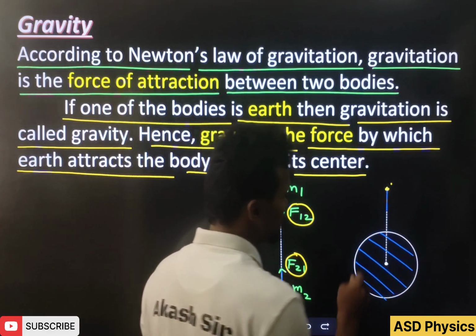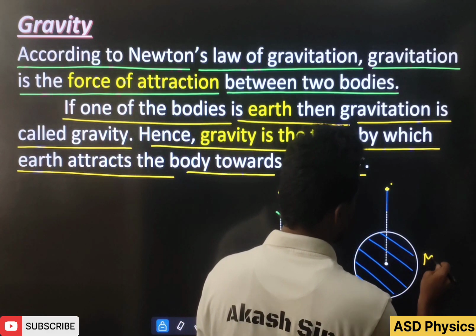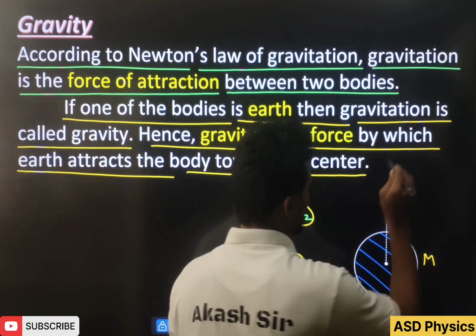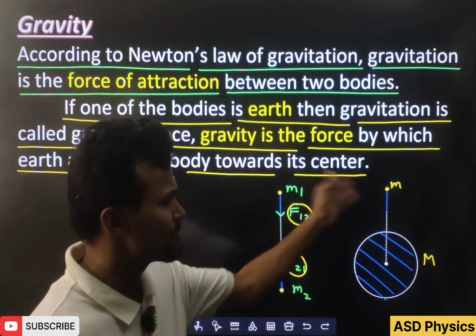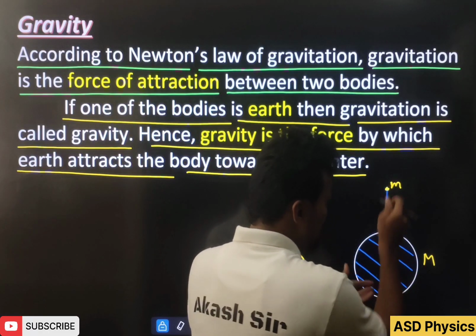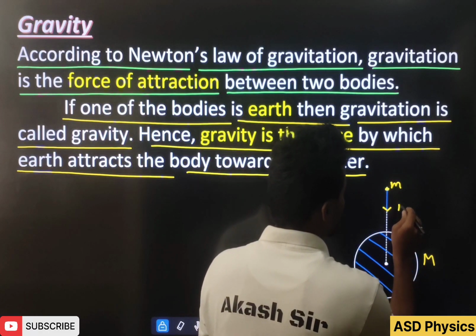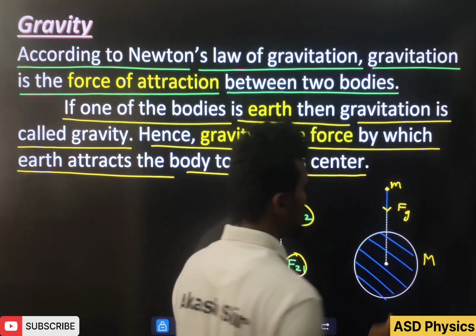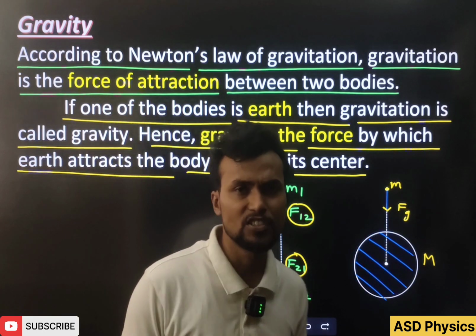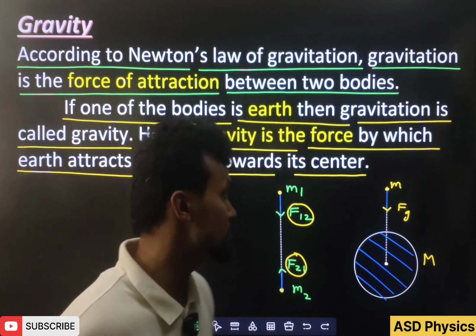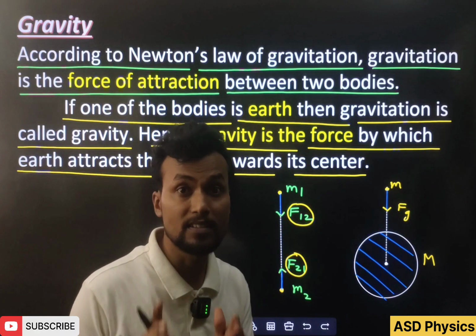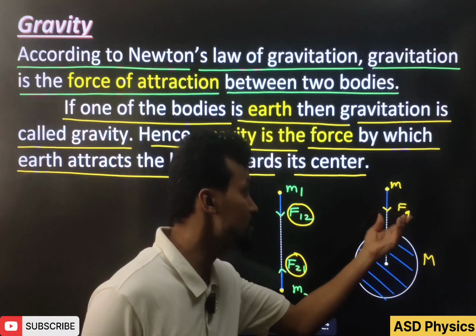Okay, so let's take here the Earth, now anyhow a solid sphere, and just above the surface of the Earth I have taken one small mass m. Okay, now Earth will attract this small mass m towards its center. This is called what? This is called force of gravity, or simply we can say just gravity. Is it? So this is the difference between force of gravitation and force of gravity. In simple language, gravitation and gravity.